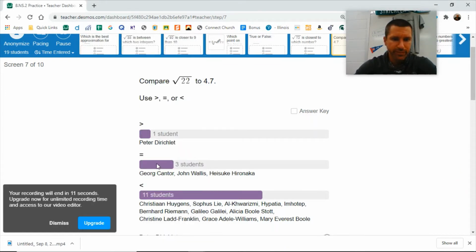Very good. We got some people choosing equal. They can't be equal. One is rational, the other one's crazy, and a rational number cannot be equal to a crazy number.